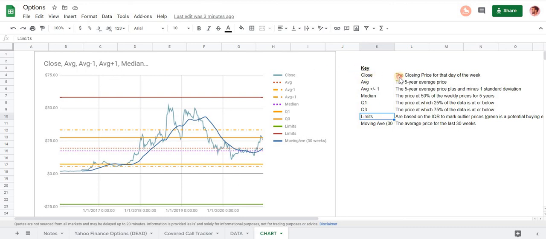I have some definitions as to what those lines mean. But you can see here the two dotted lines are the mean and the median. And you can see that for the most part, it's around $23. So if you're going to write a covered call, maybe within this range or within the dotted line range, you'd be safe if you wanted to keep the stock and collect a premium on it since it doesn't pay a dividend.